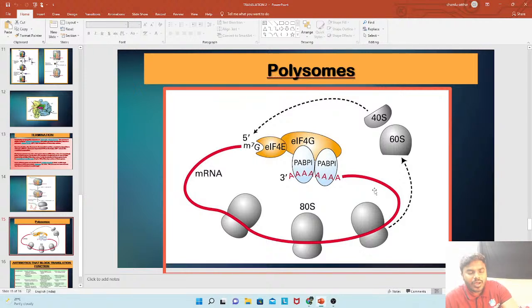Kulkarni, yes dear. All the multiple ribosomes can be associated at a time only. Yes, all at a time. Once they synthesize the protein, they will get dissociated. But their association is simultaneous.